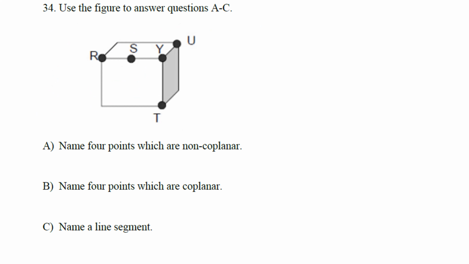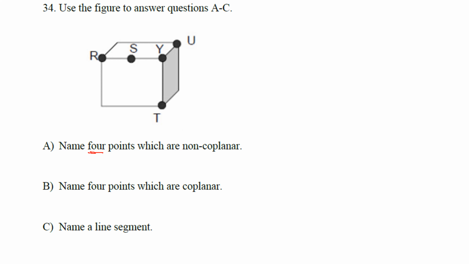Use the figure to answer questions A through C. So name 4 points which are non-coplanar. So when we say non-coplanar, they can't be on the same plane. So on here, each flat surface is representing a different plane. So we need to make sure that we pick points that are not on the same plane. Or actually, they want 4 points. Name 4 points that are non-coplanar. Now, if you pick any 2 points, they would always have to be coplanar. So again, just making sure we pick 4 that are not on the same plane.